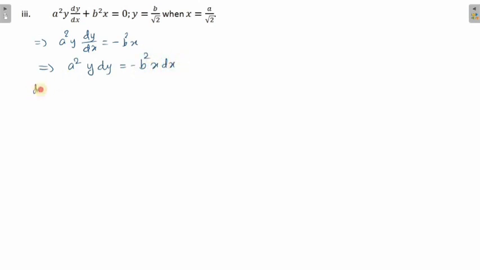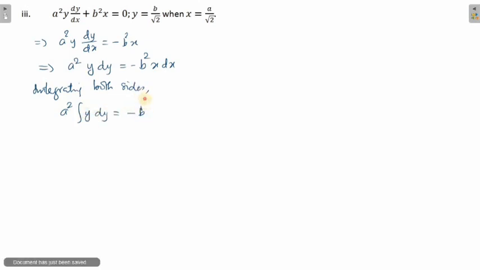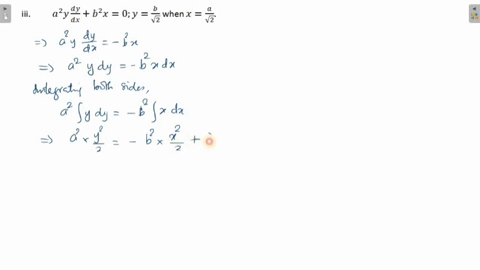Now integrating both sides, let's see how much we get. a squared is a constant, keep it outside the integral sign, so you get a squared integral y dy equals −b squared integral x dx. Now let's find the integral of this. You get a squared into y squared by 2 equals −b squared into x squared by 2. Now put a constant of integration and call this equation number 1.